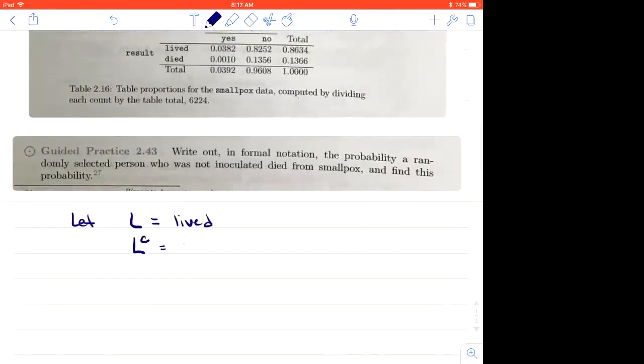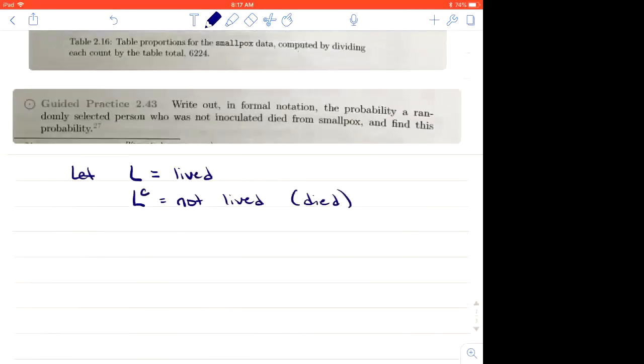right? So I'll say not lived, meaning they died. Just to use that not terminology. Okay. And I can mean that they were inoculated. So the complement of I would be not inoculated.